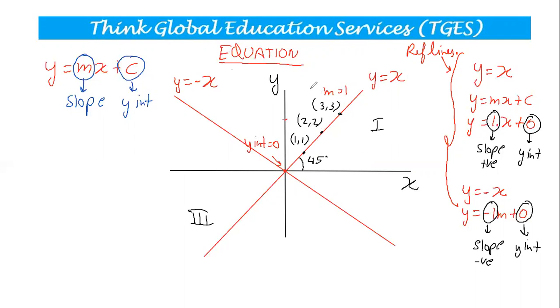Similarly, for the line y is equal to minus x, every point will be equal but with a negative sign. So I can say the points are 1 comma minus 1, 2 comma minus 2.